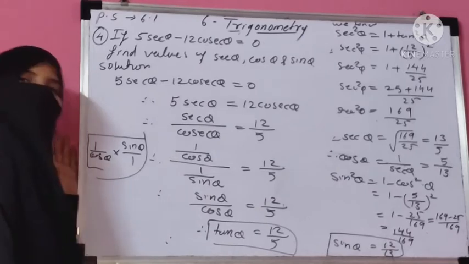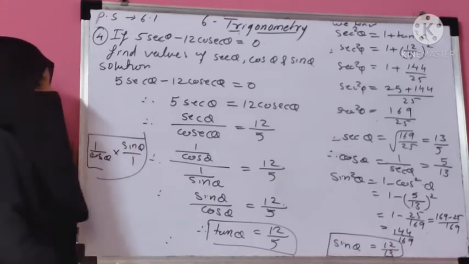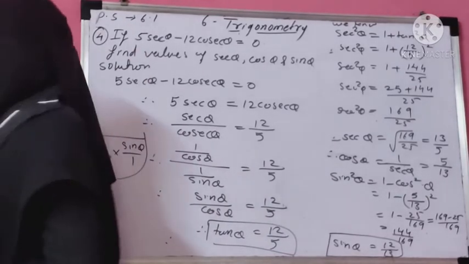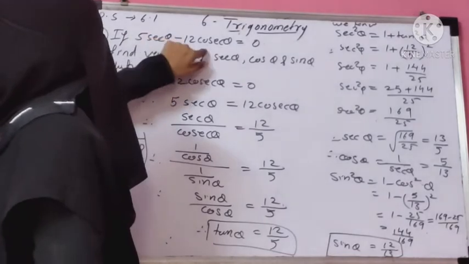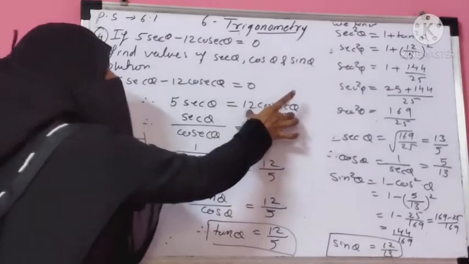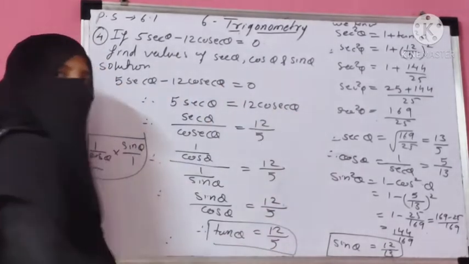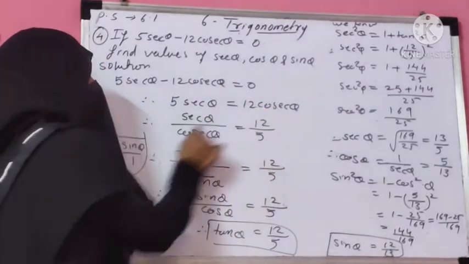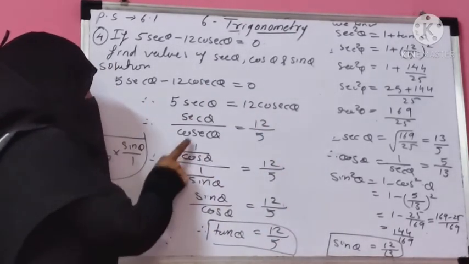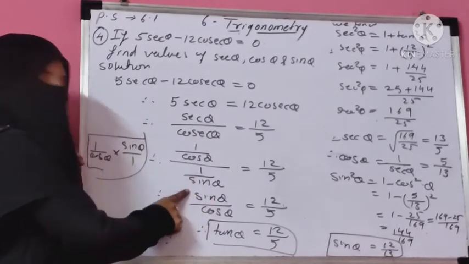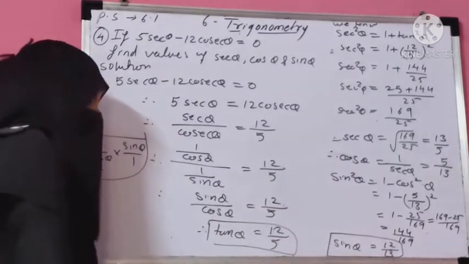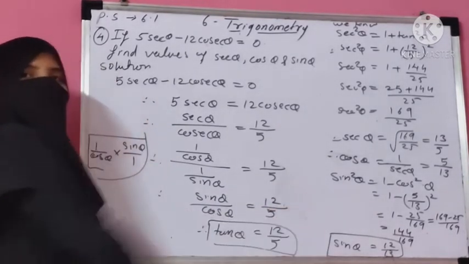This question is a little bit lengthy, but not difficult. We use the same formula that we used in questions number 1, 2 and 3. First of all, given here is 5 times sec theta minus 12 times cosec theta is 0. So minus 12 times cosec theta shifted here becomes 12 times cosec theta. Now frame the ratio. Sec theta upon cosec theta is equal to 12 upon 5. Now sec theta is 1 upon cos theta and cosec theta is 1 upon sin theta. Take a reciprocal, then you get sin theta upon cos theta is 12 upon 5. That means tan theta is equal to 12 upon 5.